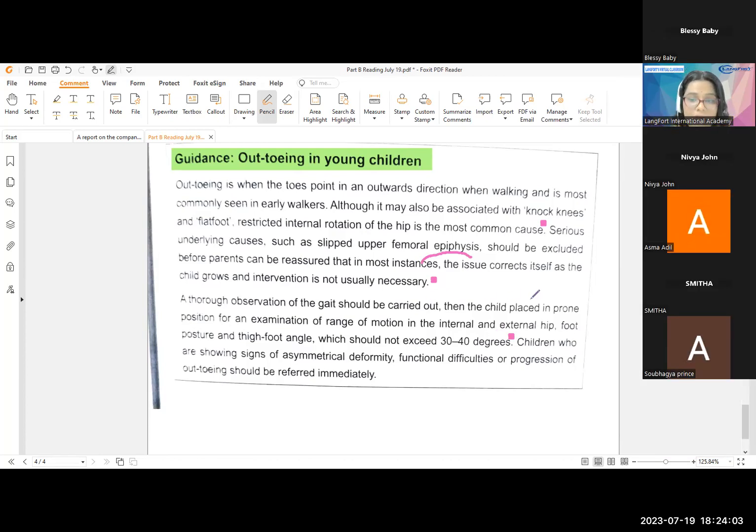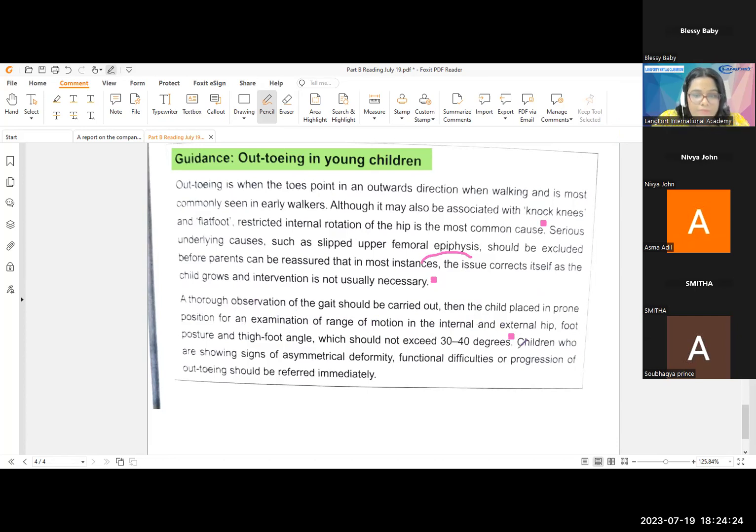Then the child is placed in a prone position for an examination. So you need to place the child in a prone position and examine their range of motion in the external and internal hip, the posture of their feet, and the angle of the thigh and foot. The angle should not exceed 30 to 40 degrees. So all these things you need to monitor or check.